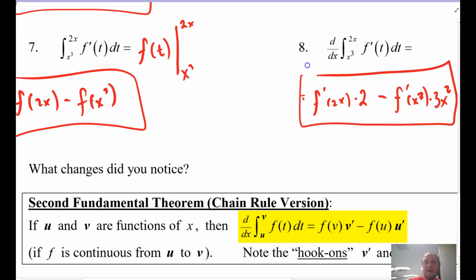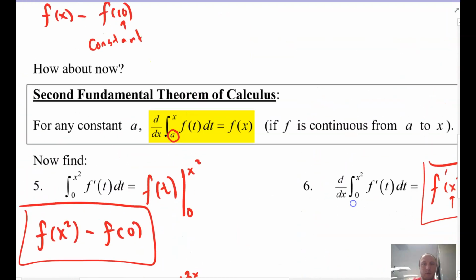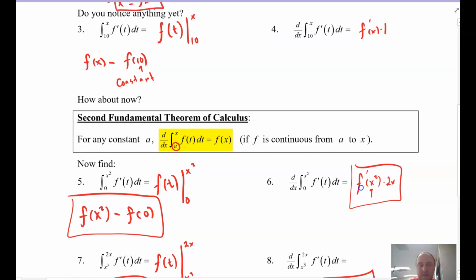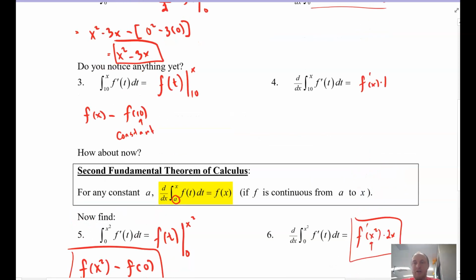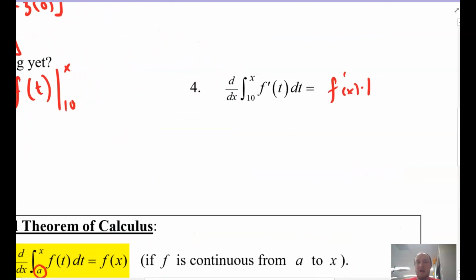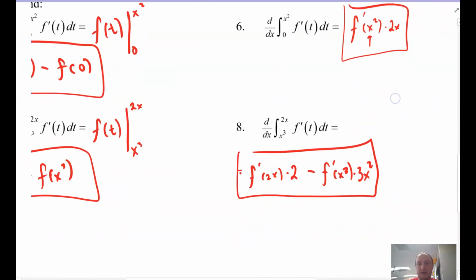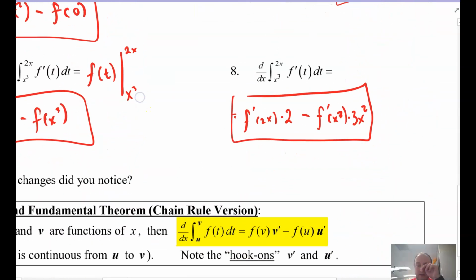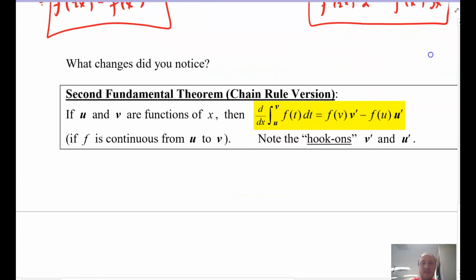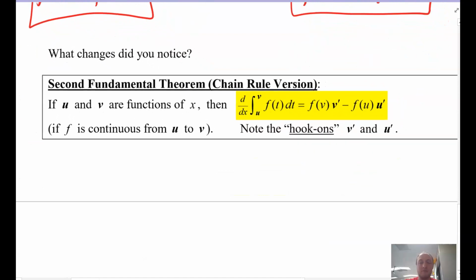Okay, and hopefully you noticed some changes. In these examples up here when we were developing the second fundamental theorem of calculus, we were just taking the derivative of the integral of a function is that function, okay, of x from a constant to a variable. And then down here, now we're doing that, but we also have to add on our hook or our chain. Okay, so this is the chain rule version of the second fundamental theorem of calculus.